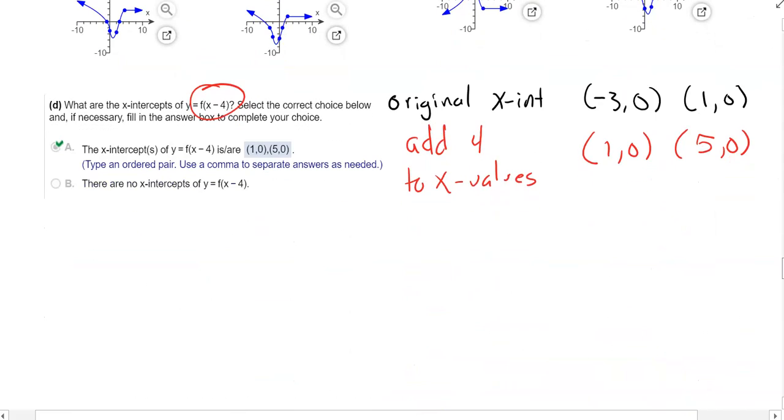And then here, we're looking at what the intercepts are if we do this to it. So this is telling us that we are subtracting negative 4, so we're adding 4 to the x value. So we have to look at the original x-intercepts, which were negative 3, 0, and 1, 0. And we simply add 4 to our x value. So negative 3 plus 4 is 1. 1 plus 4 is 5.